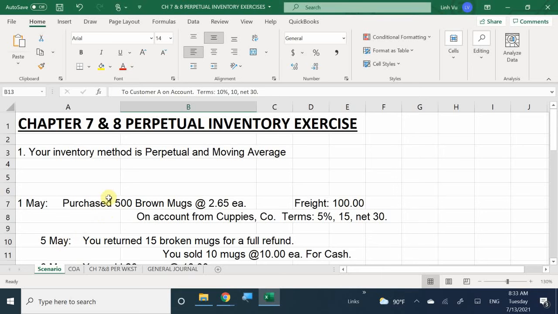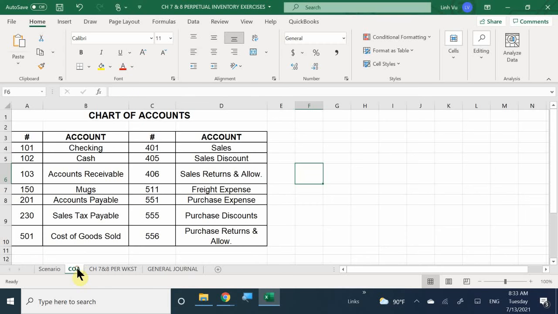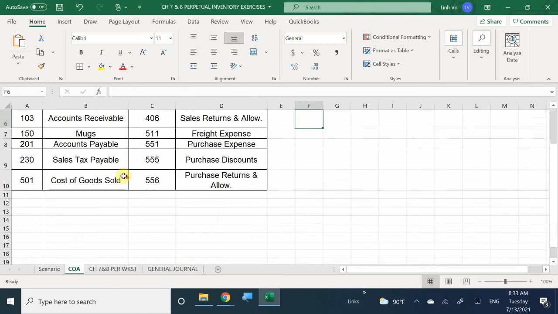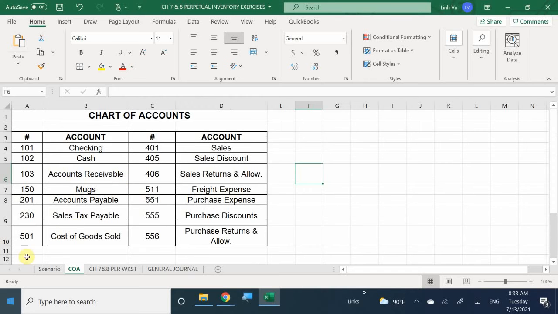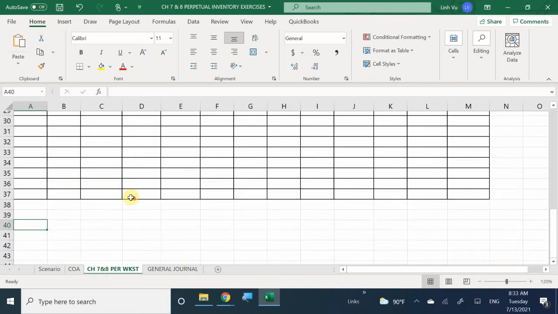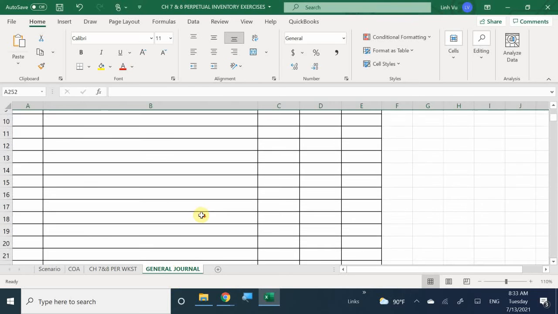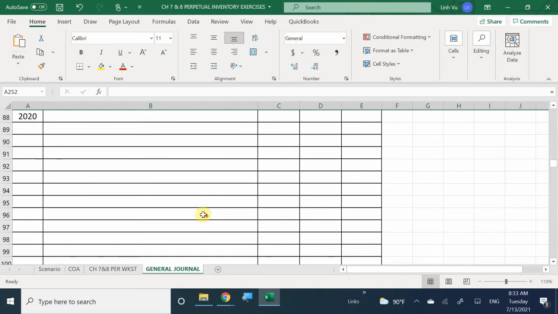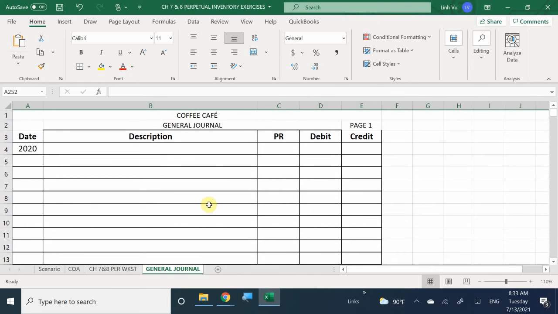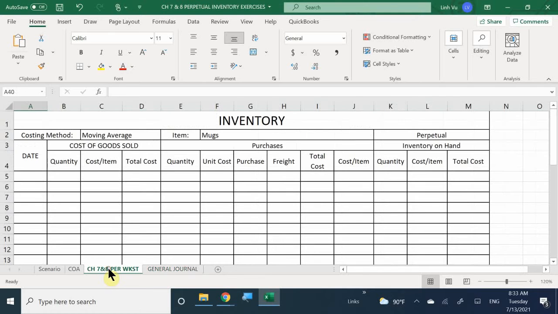So we're going to read this, right? We have a chart of accounts to determine what account to use, okay? We have your general journal, the inventory worksheet. What we're going to do is practice looking at the scenario, journalizing it, posting it to our inventory worksheet, and then going from there.